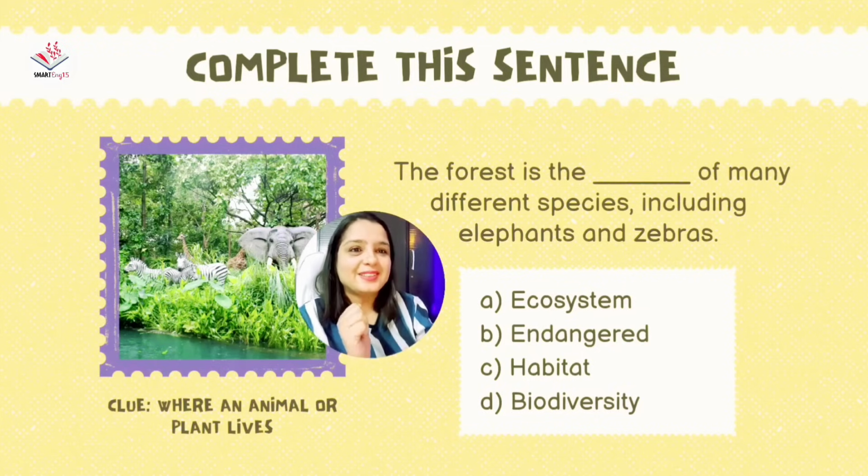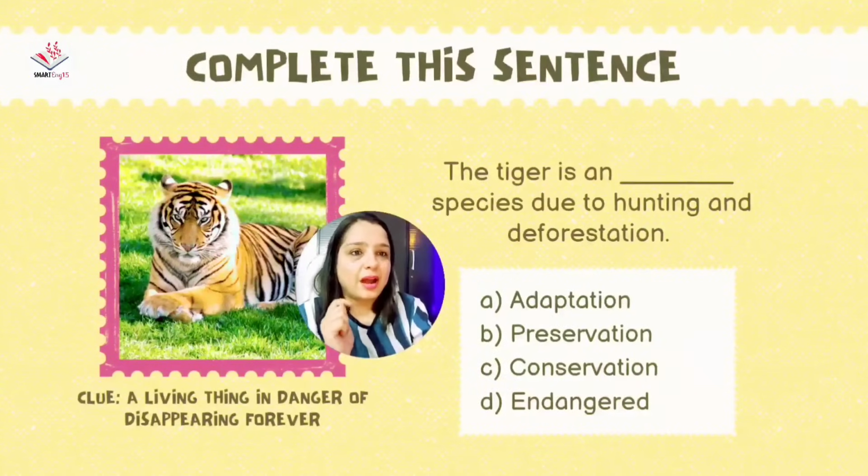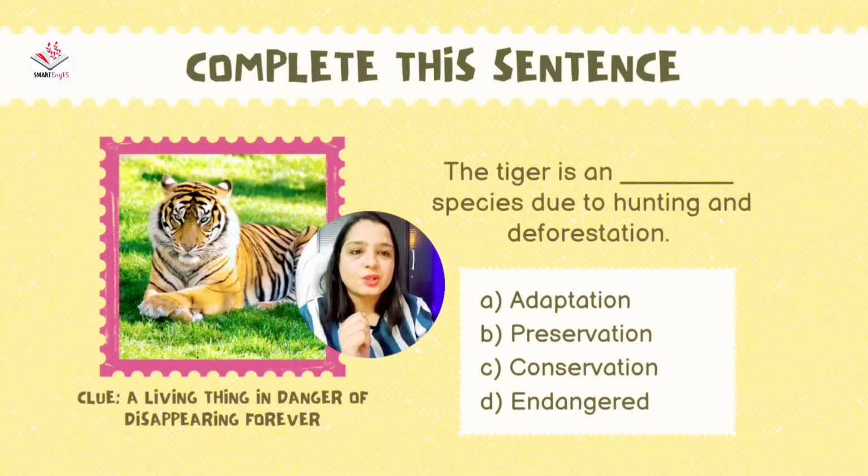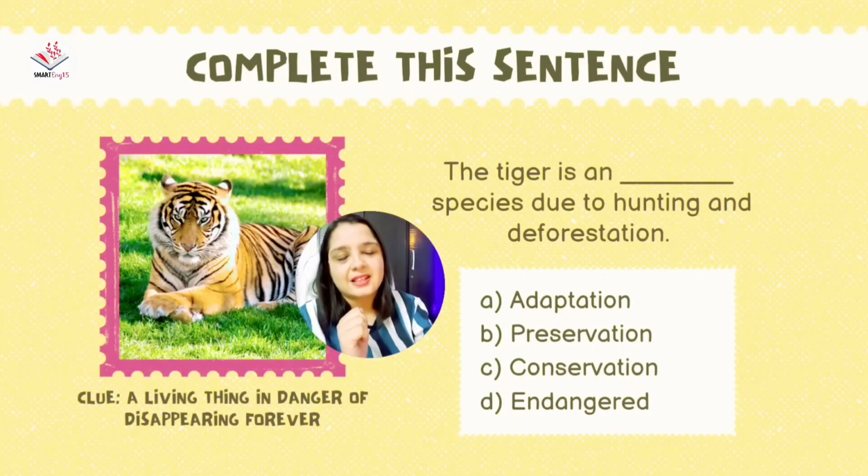Did you say habitat? So if you have said habitat, you are absolutely correct. Next, the tiger is a dash species due to hunting and deforestation. So because we are doing a lot of tiger hunting and we are cutting on trees, tiger is an endangered species.